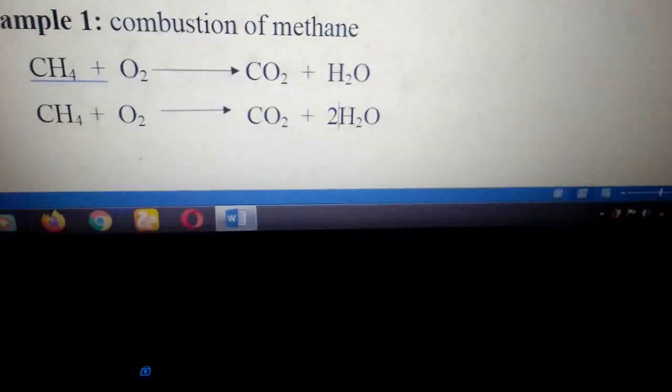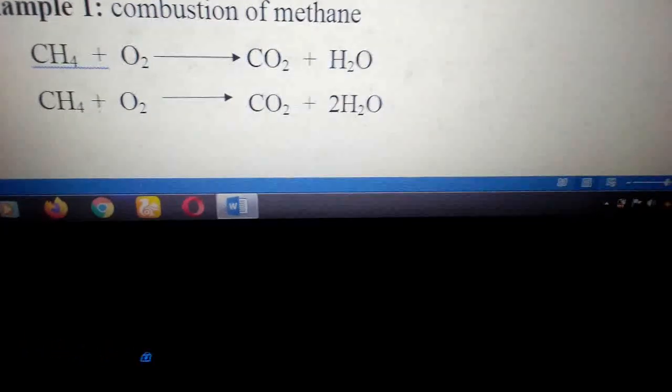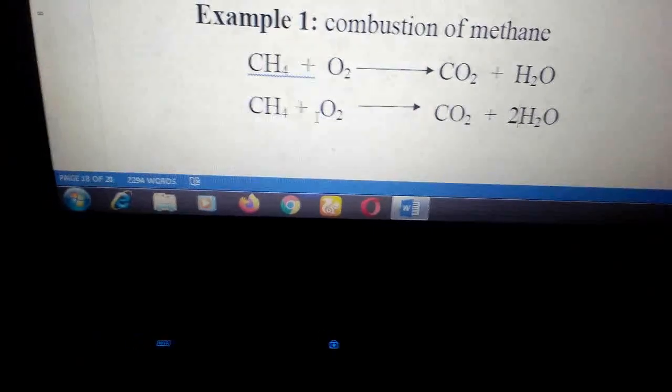Let's check oxygen. On the right hand side, product side, oxygen is 2 on CO2 and 2 on water. 2 times 1, that is giving us 4. 4 of oxygen on the right hand side. But on the left hand side, we have only two atoms of oxygen. We have to put 2 in front to balance the oxygen here.